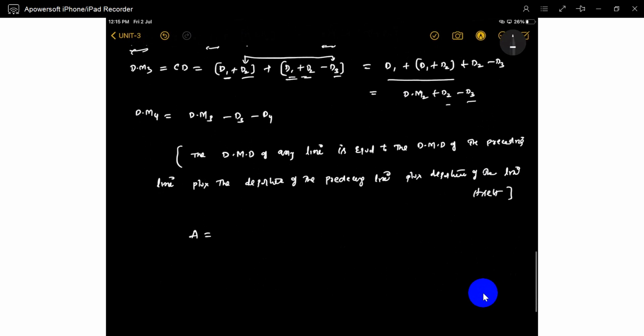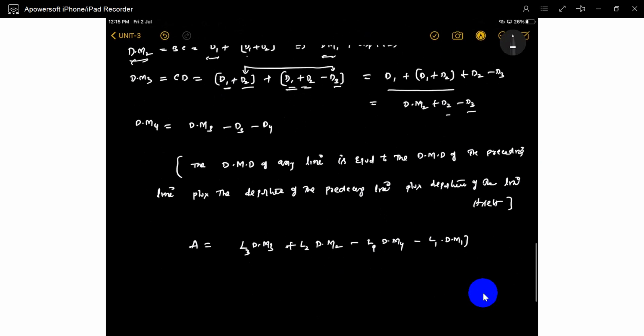So now what is the area? Now the area is latitude and double meridian distance. Previously what we tried, same thing: L3 DM3 plus L2 DM2 minus L4 DM4, minus L1 DM1. But you see, these are double meridians. Compared with the previous value, it is a double meridian. That's why the area will come double. That's why we have to halve it. That's it. Area.